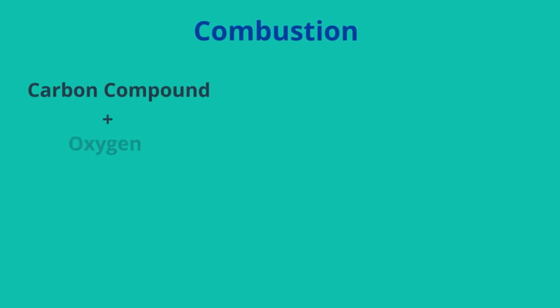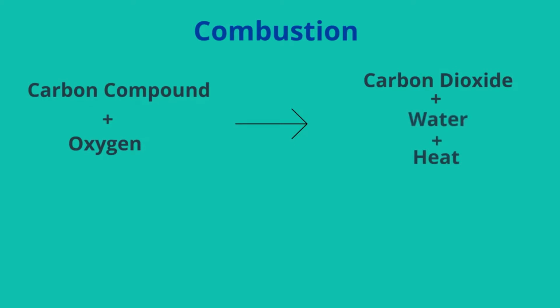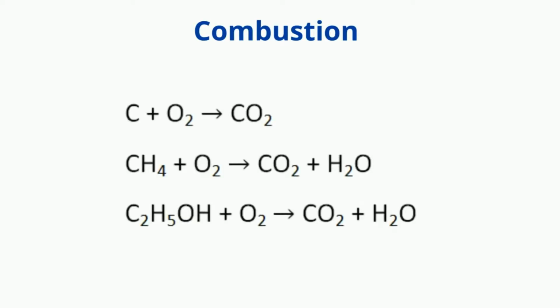Now let us see the chemical properties of the carbon compounds. The first property which we are going to see is combustion. The burning of carbon compounds in the presence of oxygen to give carbon dioxide, water and heat is called combustion. You can see the chemical equation of combustion of carbon, methane and ethanol here.